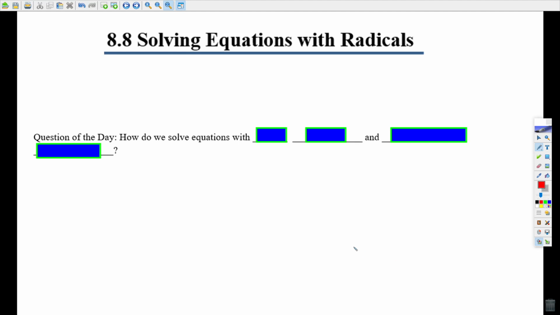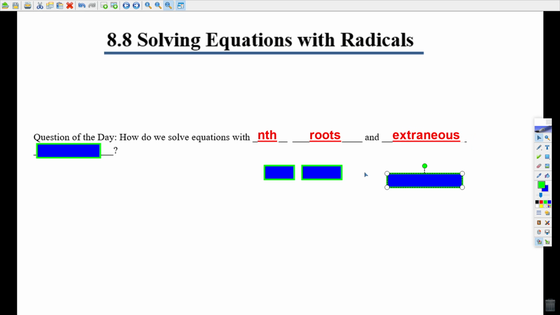So we're finally on the last section of this chapter, in chapter 8. It's called Solving Equations with Radicals. So that's kind of the question of what we're going to be finding out today, is how do you solve equations with nth roots? So we're going to have some radicals here. And then we're also going to have this new term, which is called having something called extraneous solutions, and what that means and how that works with solving nth roots.